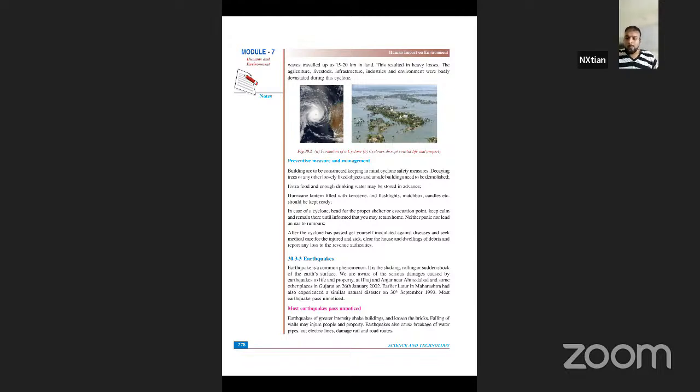So, the earthquakes. Earthquake is a common phenomenon. It is the shaking, rolling, or sudden shock of the Earth's surface. We are aware of the serious damages caused by earthquakes to life and property, at Bhuj and Anjar near Ahmedabad and some other places in Gujarat on 26 January 2002. Earlier, Latur in Maharashtra had also experienced a similar natural disaster on 30th September 1993.